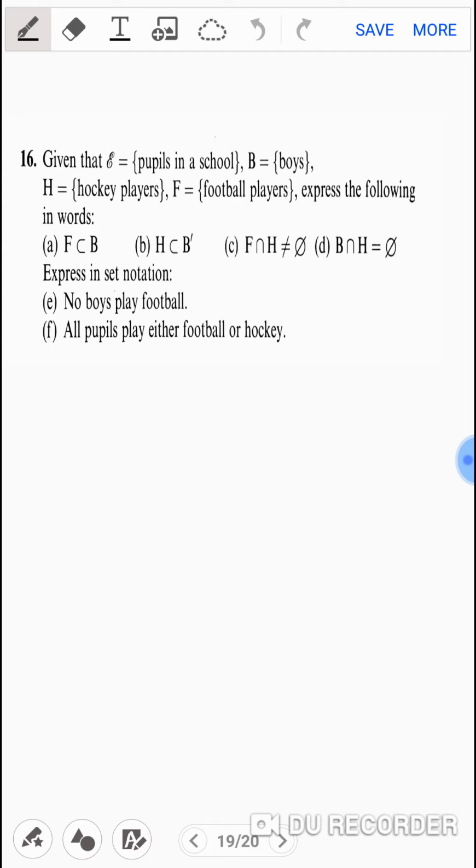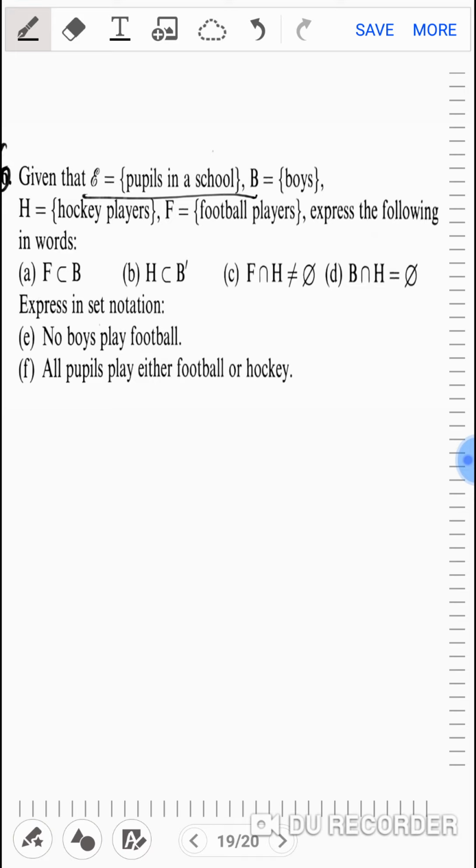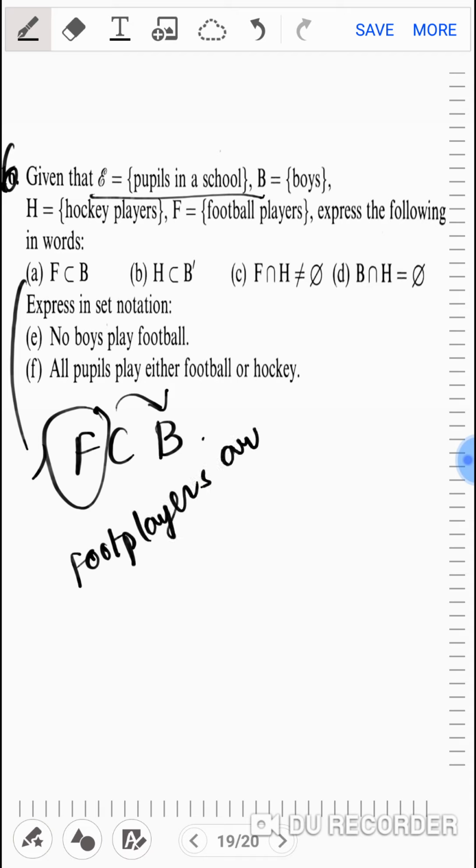Next problem number 6th, and it says: given that the universal set is pupils in a school, B is a set of boys, H is a set of hockey players, F is a set of football players. Express the following in words. What do you understand by this? This says that the football players belong to boys. That means you can say football players are all boys. Got my point clear? So that says football players are all boys.